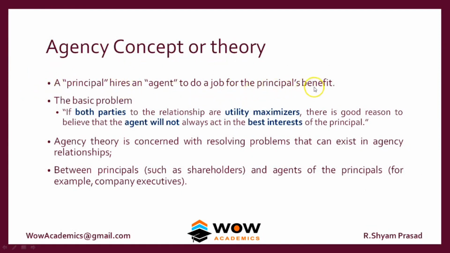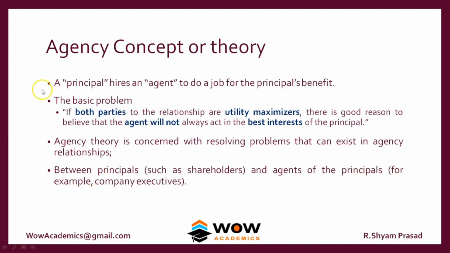Okay. So if you take a company, it works like this. Principals are the shareholders. They can't come to the company and manage the company on a daily basis. So they appoint an agent who is called the CEO. So these people are the agents of the company and they are called the company executives or CEO.